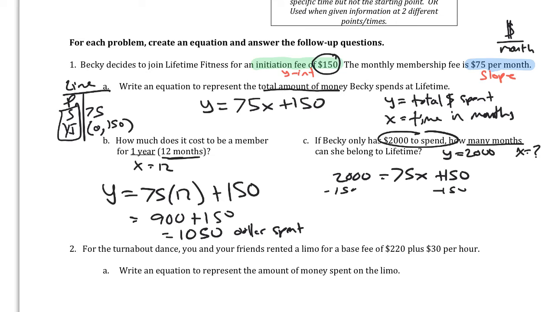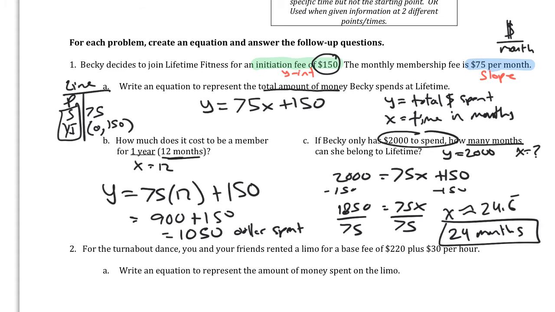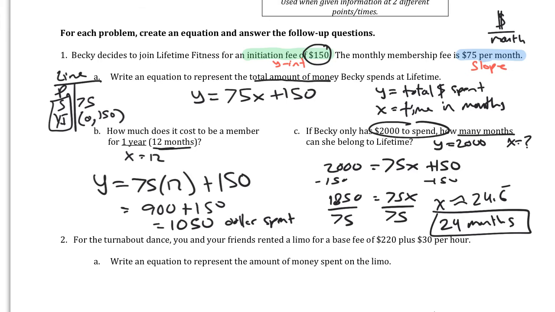So I would subtract 150, we'd get 1850 equals 75x. And when we divide by 75, we get that x equals 24.66. So it's not a nice clean number. x is about 24.6 repeating. Well, that means she doesn't have enough to pay for a 25th month. So Becky can belong for 24 months. We would round down in this case. All right, let's go to the next page and try another problem.